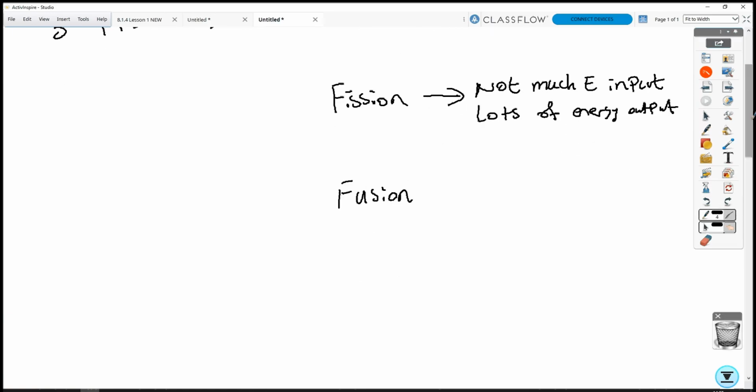Then we've got fusion. For fusion, we need a large amount of energy input, and we get a huge amount of energy output. Now currently the trouble with fusion, and this has been for many years actually, is that often it takes more energy to start the reaction than what you get back as a result of the reaction. So it doesn't end up giving you any net energy gain.